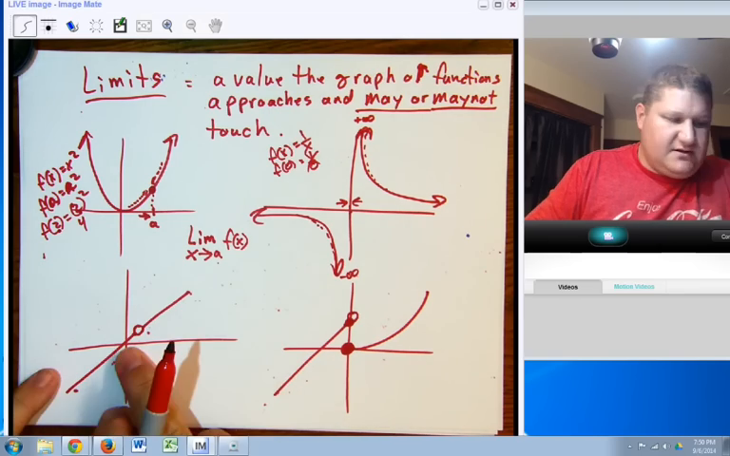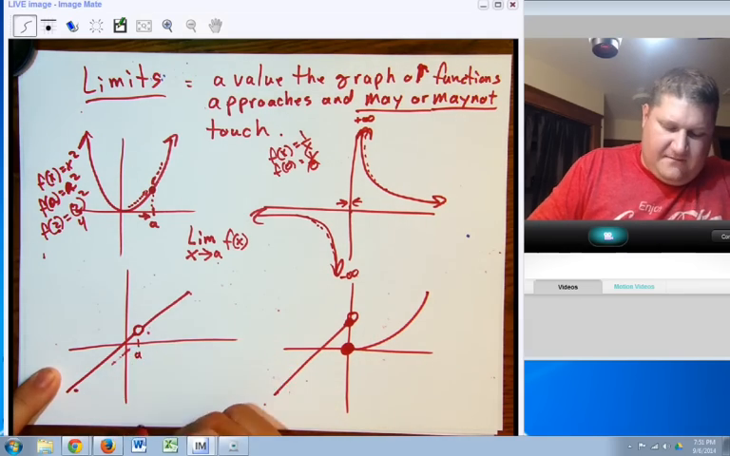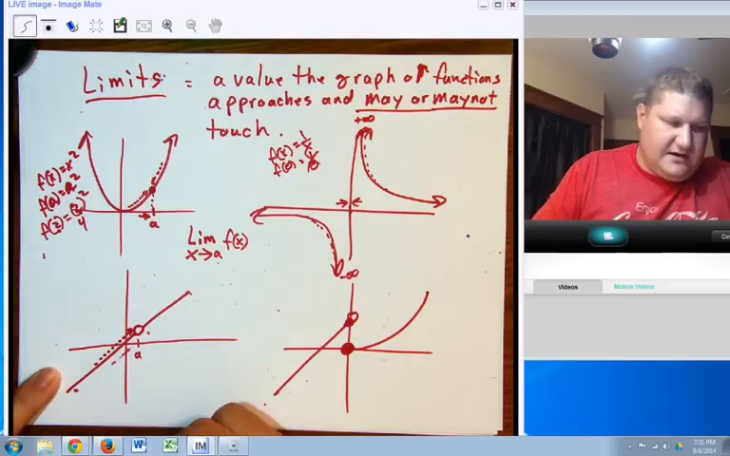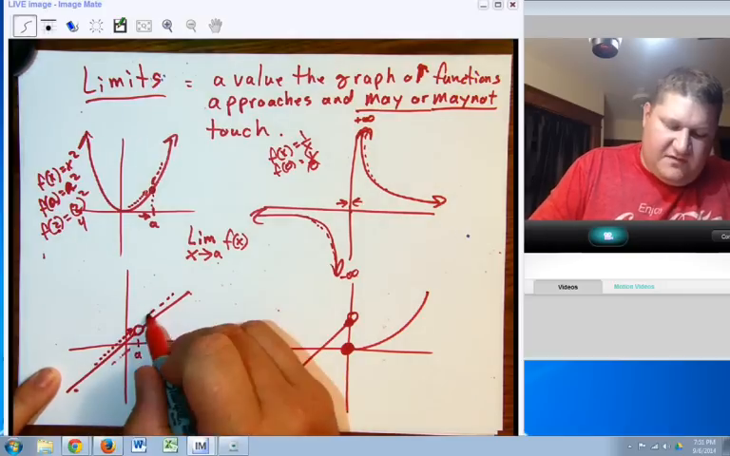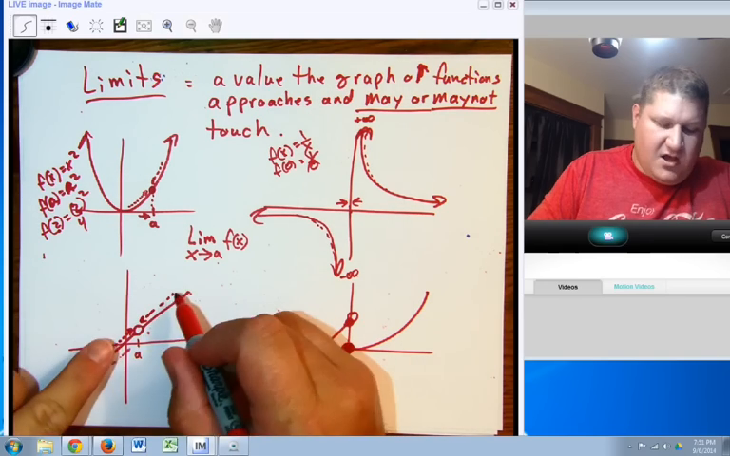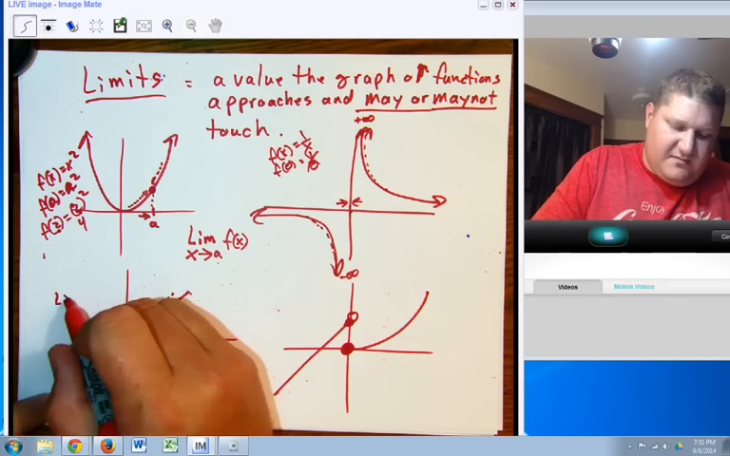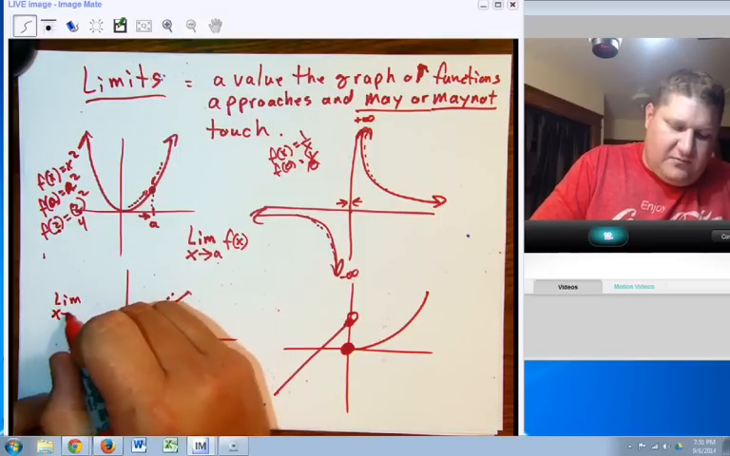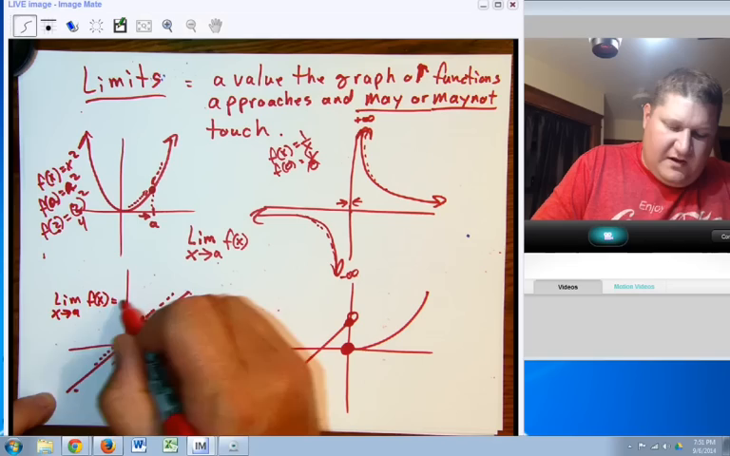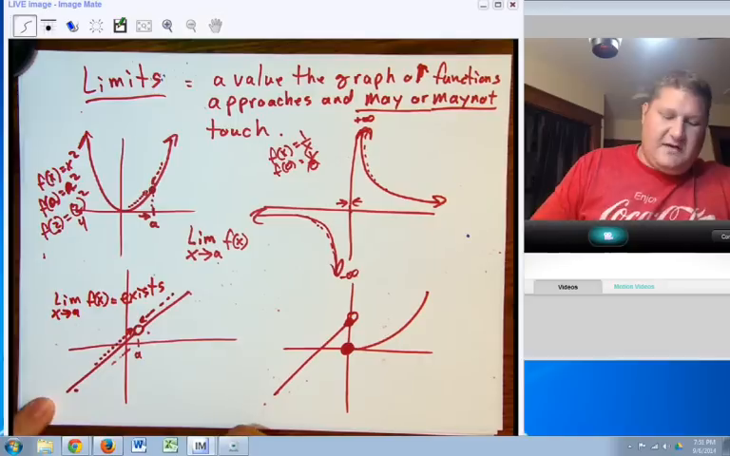But let's take a look at this bad boy. As I approach a, I seem to be going toward this point here. As I approach from this direction, I seem to be going to about the same place. So I seem to be agreeing. So I would say the limit as x approaches a of this f of x exists, because it's going to match some value.